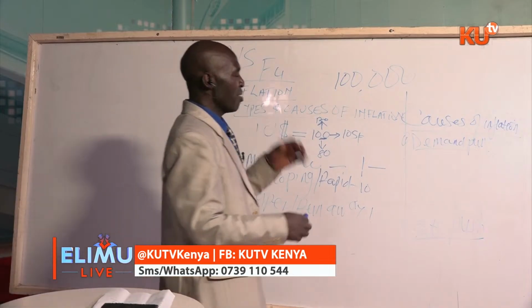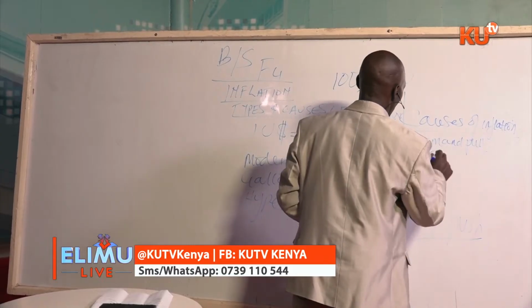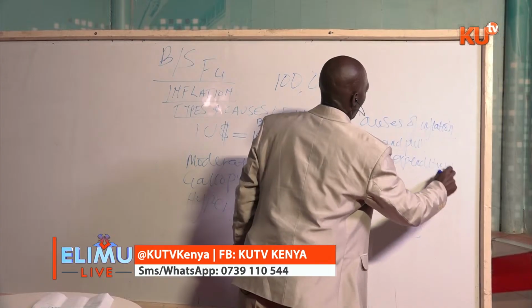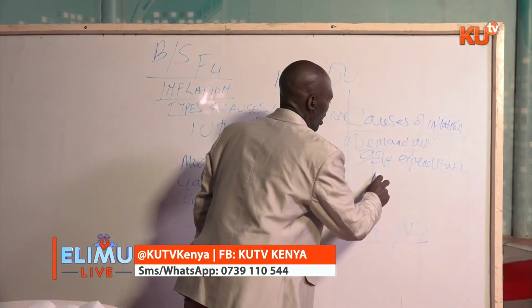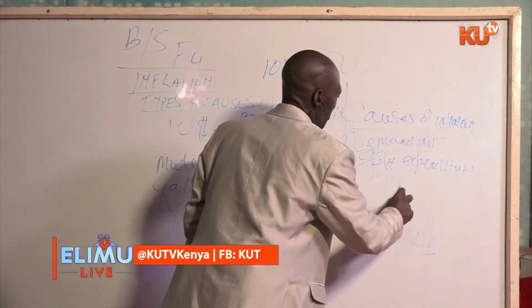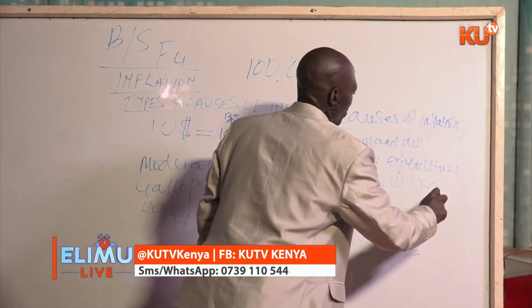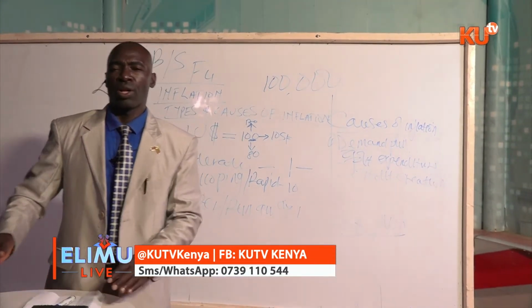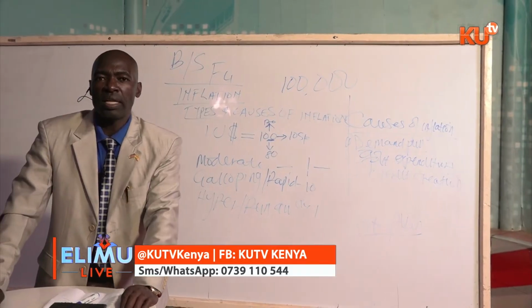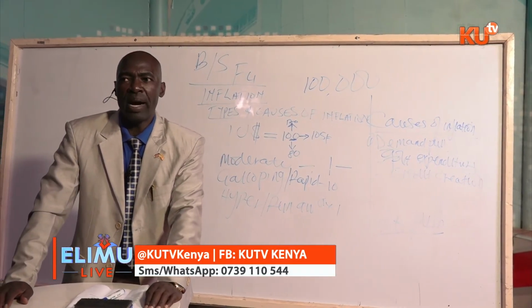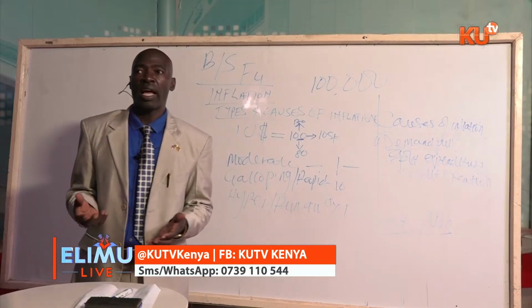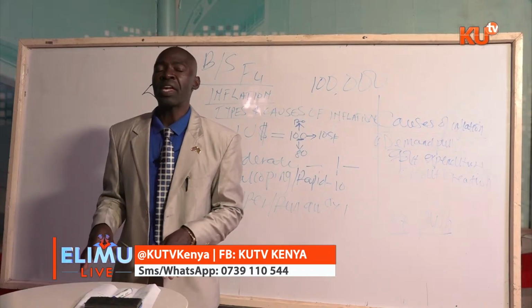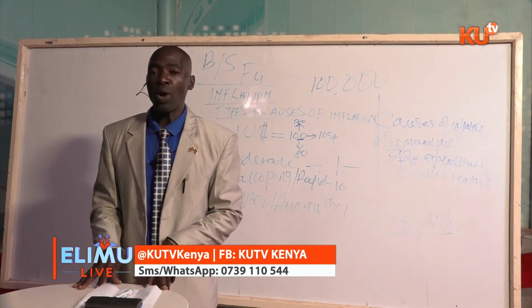Now another one under demand pull. So we have got government expenditure, and then we have got what we call credit creation. If the commercial banks are going to advance loans at the highest percentage, then it's very clear that money will be highly supplied.